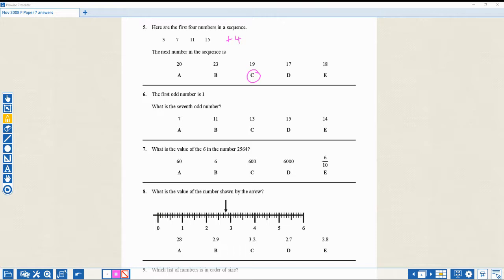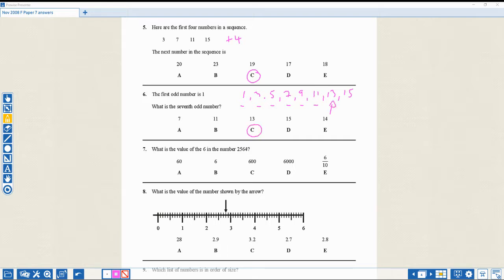The first odd number is 1. What's the 7th odd number? Well, it's quite easy just to list them all out. So 1, 3, 5, 7, 9, 11, 13, 15, and so on. So the 7th odd number, 1, 2, 3, 4, 5, 6, 7, is 13.